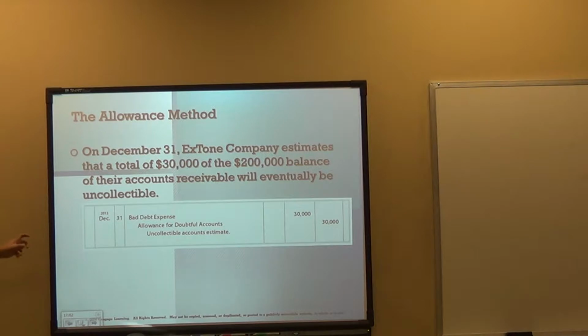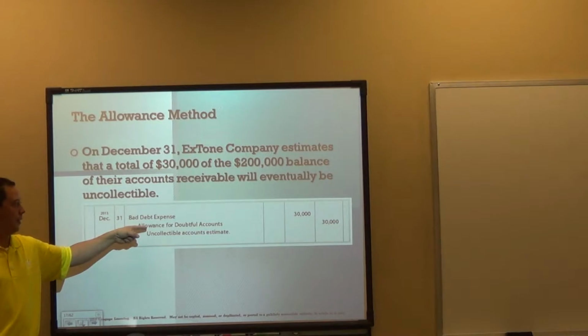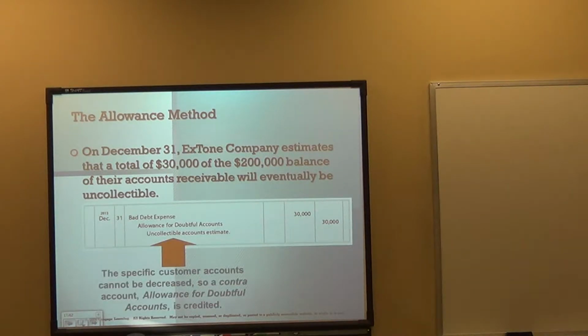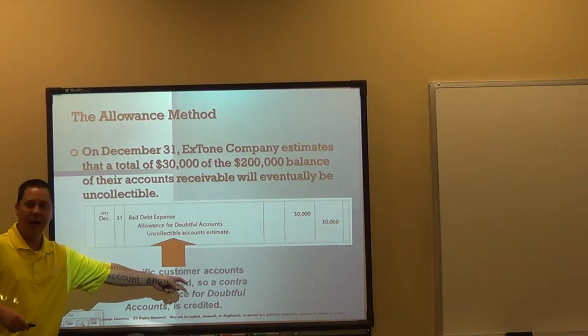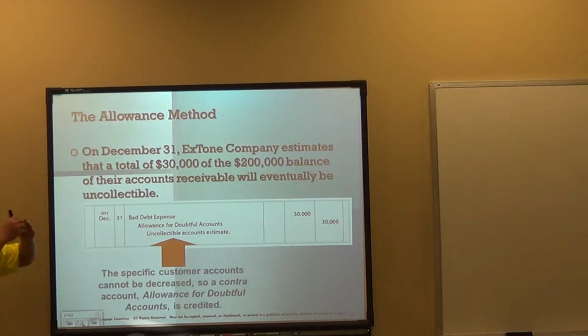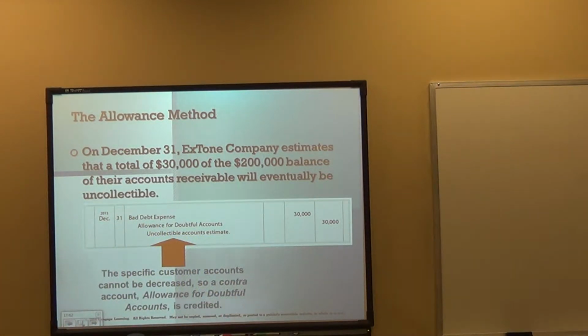So what we're going to do here is debit bad debt expense, and then credit allowance for doubtful accounts. That allowance for doubtful accounts is going to be in our assets, and we're going to pull away, kind of like our depreciation did. So it's a contra asset. It pulls away from my accounts receivable. I now have less value of my accounts receivable because I have allocated 30,000 of it to not be able to be collected. Does that make sense? So we're basically pulling away just like what we did with depreciation.